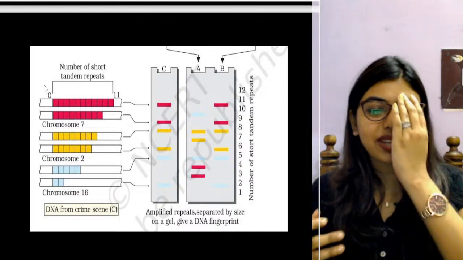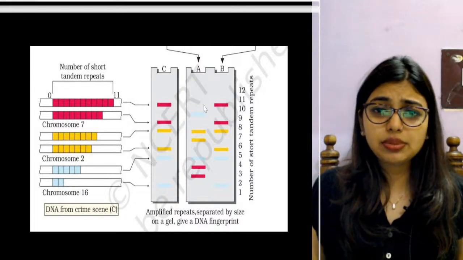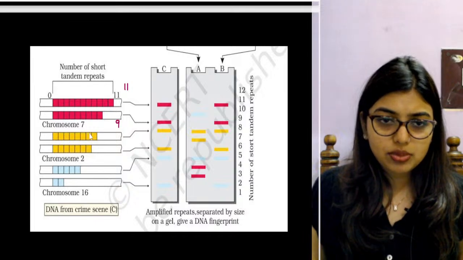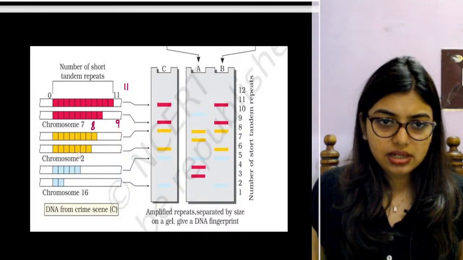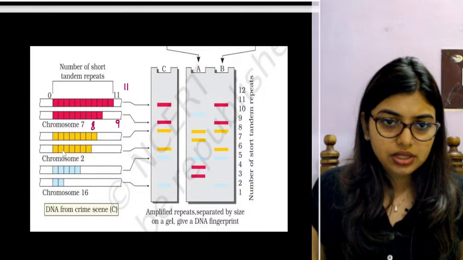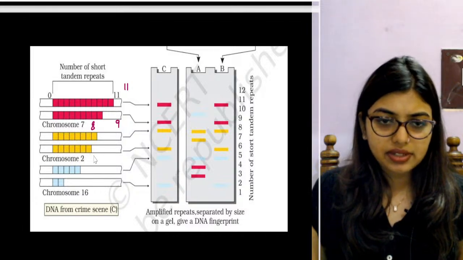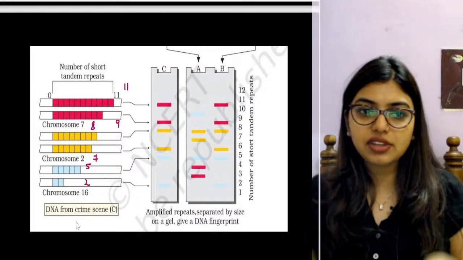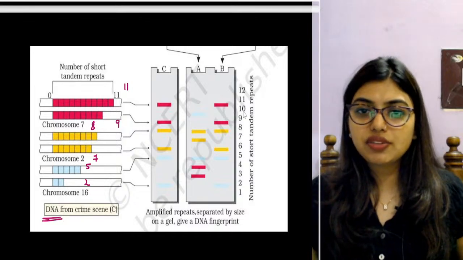Okay, so students, here it was 11. Here it is 9. This is going to be chromosome number 7. This is going to be 8. Okay, this is going to be 1 2 3 4 5 6 7, 7. Okay, this is 5, 2. Okay, this is the chromosome. So this is the crime scene. Say the DNA we got was this one. Now you have to see which is going to align.